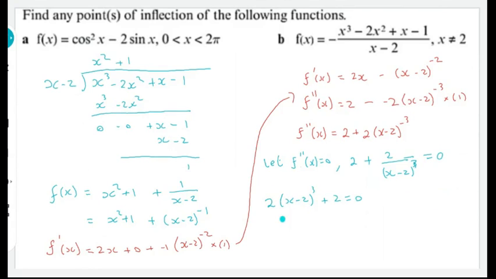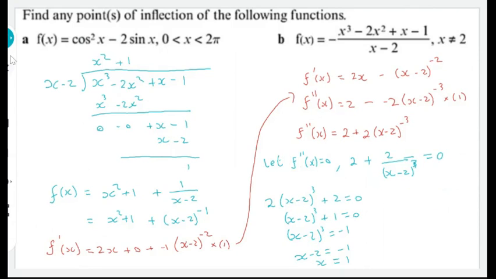Dividing everything through by 2, I get x minus 2 cubed plus 1 equals 0. Taking away 1 from both sides, I get x minus 2 cubed equals minus 1. And then cube rooting both sides, I get x minus 2 equals minus 1. So therefore, x is equal to minus 1 plus 2, which is 1. That's my x value.